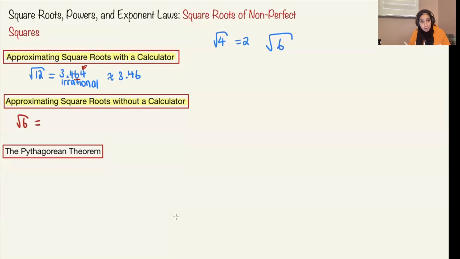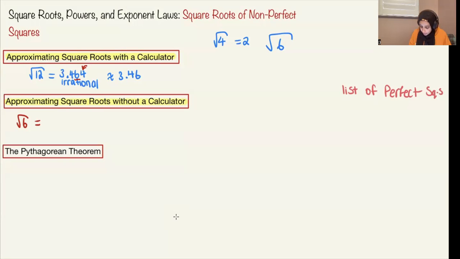Now, square root of 6, although 6 is not a perfect square, it sits between two that are. So what are the perfect squares around 6? Let's list some of our perfect squares. Let me move this a little bit lower, down here. Okay, list of perfect squares.